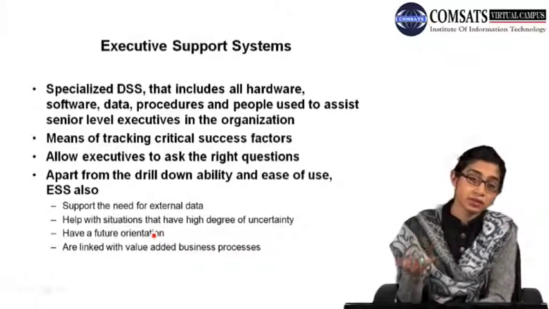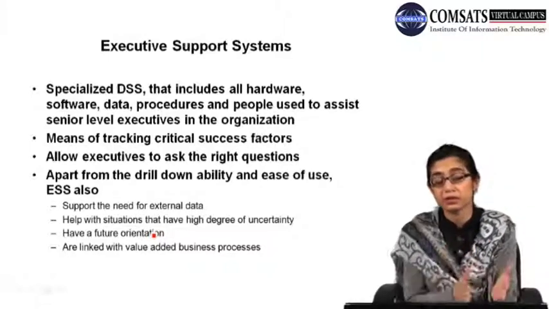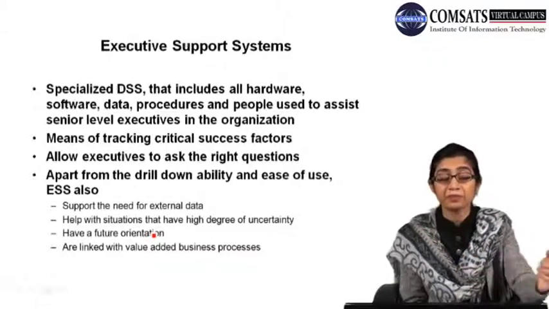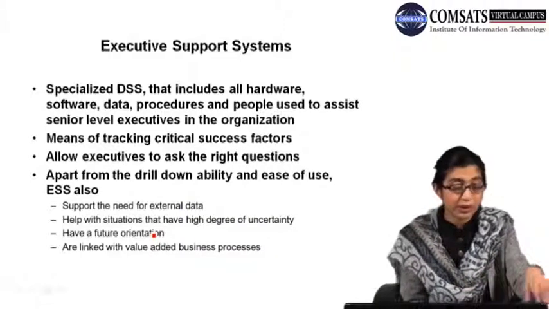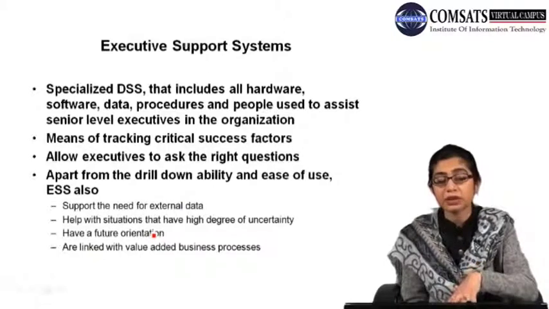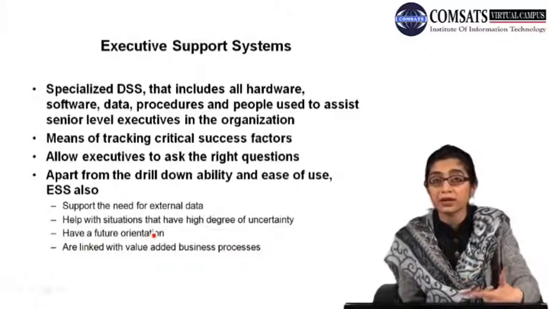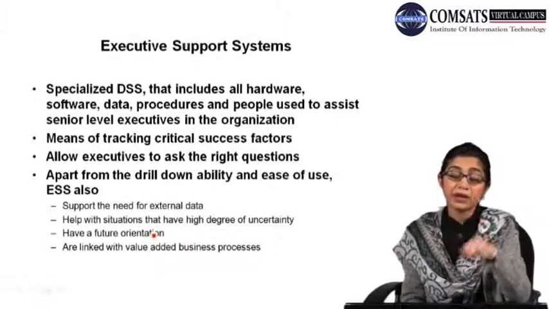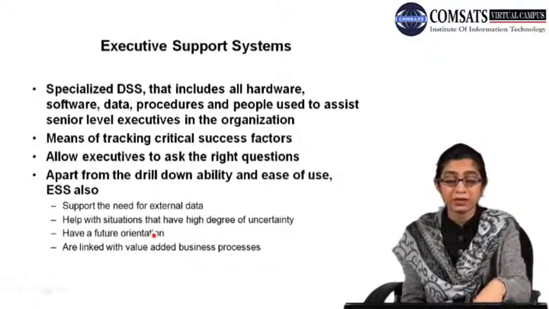Again, they have similar characteristics that are part of the DSS as well, which are drill down ability and ease of use. They also provide support for the need of external data. So that means they can get data from external sources as well, and help with situations that have a high degree of uncertainty. This is the added functionality of executive support systems: they support situations with a high degree of uncertainty.